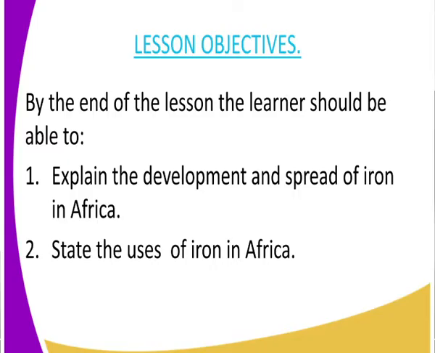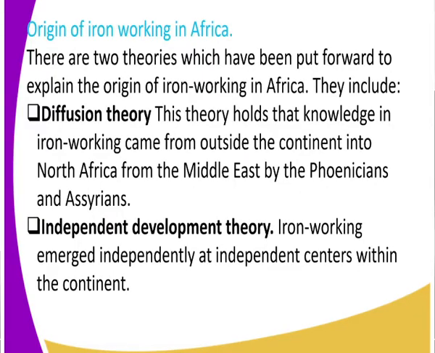Now, by the end of the lesson, learners, what do we expect? We expect to explain the development and spread of iron in Africa, and also state some of the uses of iron as a metal in Africa. Now, we have two theories that explain the origin and the development of iron in Africa. One, we have the diffusion theory and also the independent development theory.